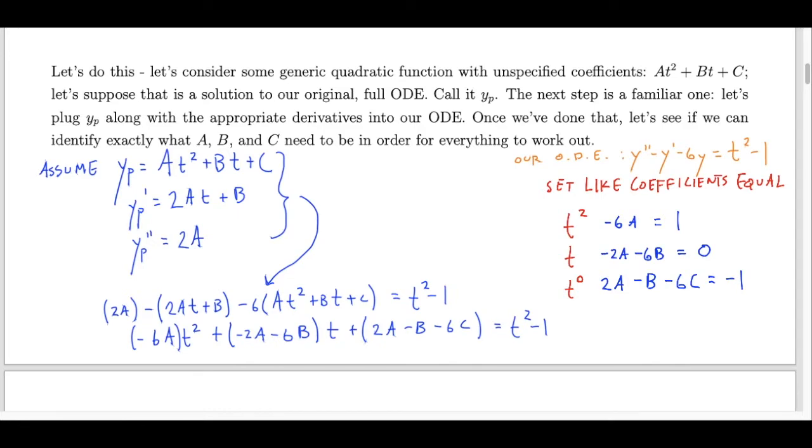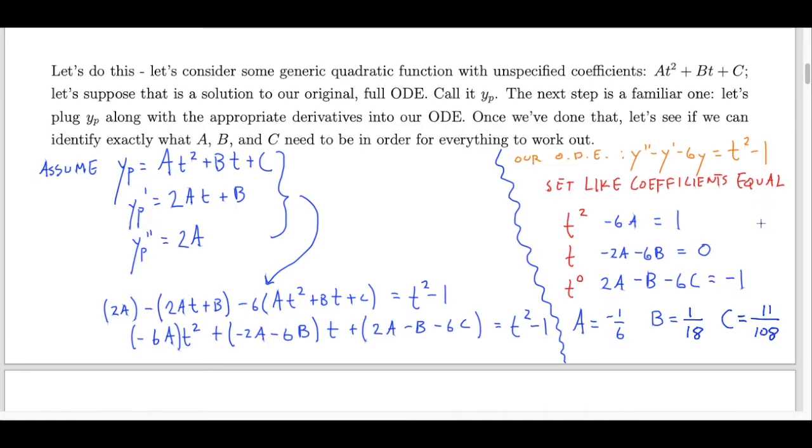Now I'll just use whatever algebraic techniques I prefer, substitution or elimination or matrix methods, if you're familiar with those, to solve this system for a, b, and c. I did the algebra off camera, and hopefully I did it correctly. You can double check. If I messed up one of these, send me an email. But I believe that I get the values a equals negative 1/6, b equals 1/18, and c equals 11 over 108. Now let me remind myself exactly what these constant values are.